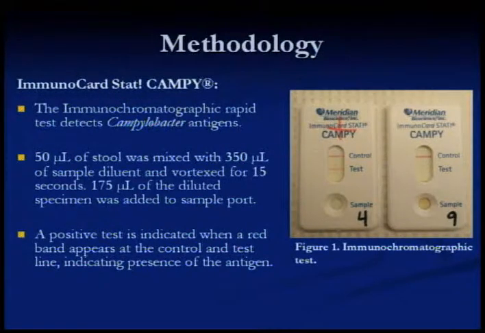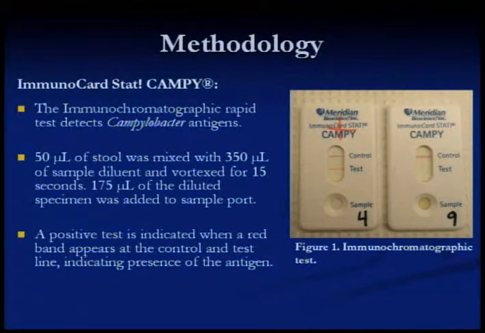I'm going to start by discussing the first assay I used, which was ImmunoCard STAT! Campy. This is an immunochromatographic rapid test that detects Campylobacter antigens in human stools. 350 microliters of the sample diluent was vortexed with 50 microliters of the stool for 15 seconds. Then, 175 microliters of the diluted specimen was added to the device sample port. A positive test was indicated when a red band appeared at the control and test line after a 20-minute incubation period, which indicated the presence of the antigen.